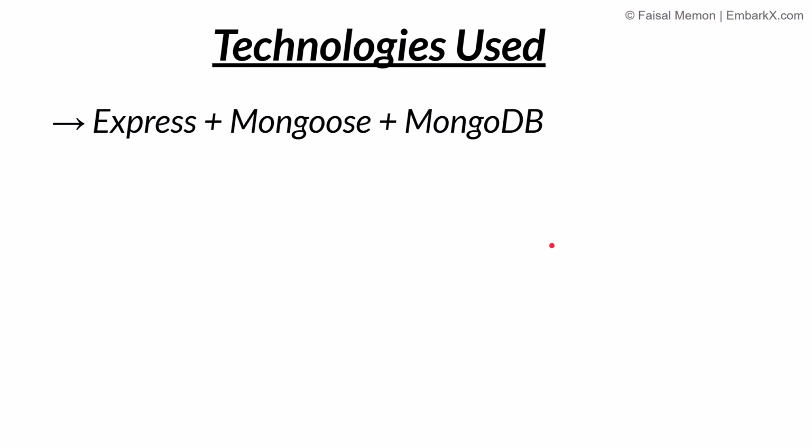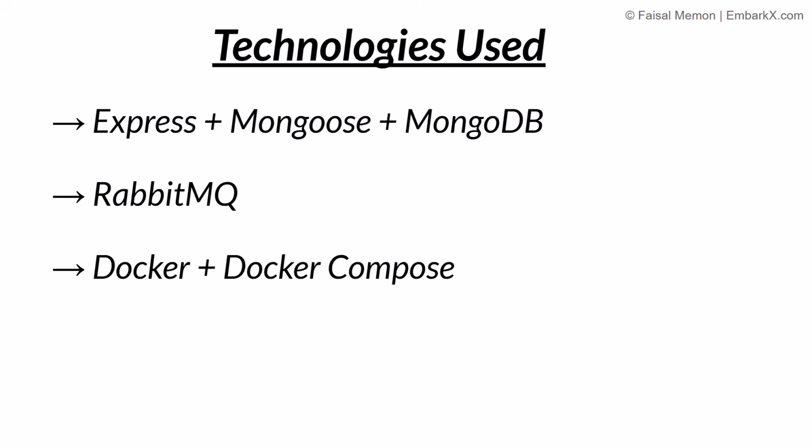Okay, now coming over to the technologies that we will be using, the technologies that are used are Express plus Mongoose plus MongoDB. Now, Mongoose is something I'm using so that our application can interact with MongoDB. Okay, and MongoDB is the database. Express.js is a framework which will help us create the APIs. And RabbitMQ is the message broker, like I said, and we will be making use of Docker and Docker Compose. Docker to containerize the applications and Docker Compose to manage multiple container images.